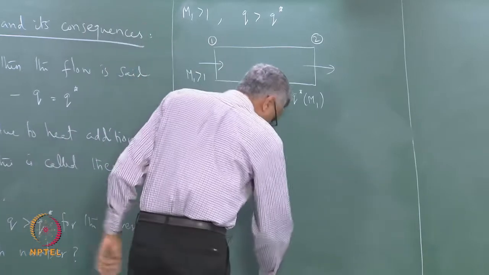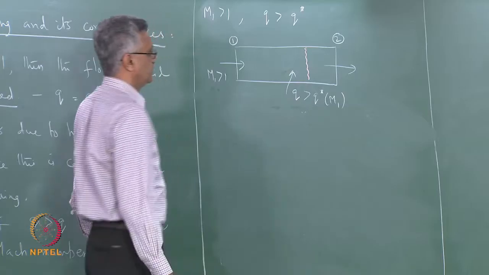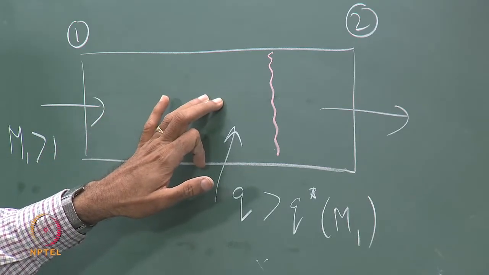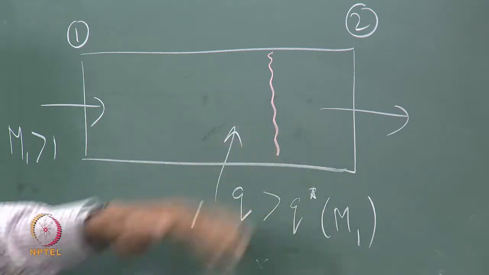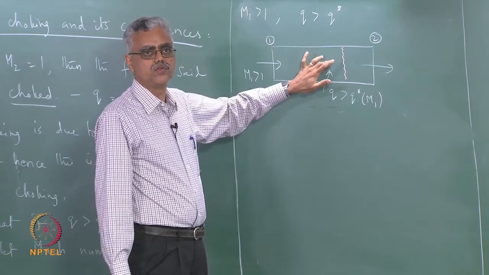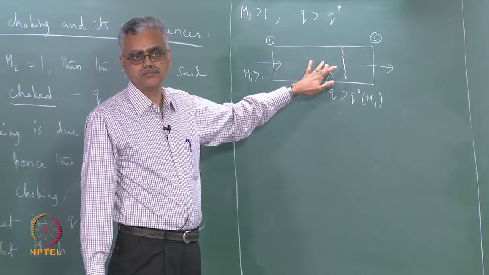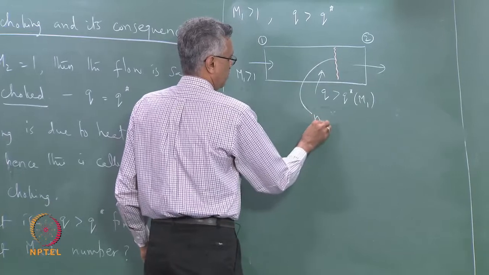So, you have a normal shock at some location in the duct which looks like this. The Mach number is greater than 1 before the normal shock and it becomes subsonic afterwards, and you continue to add heat. So, the same heat can be accommodated, but with a normal shock here. Of course, with a normal shock you know that there is a further loss of stagnation pressure, which is undesirable.